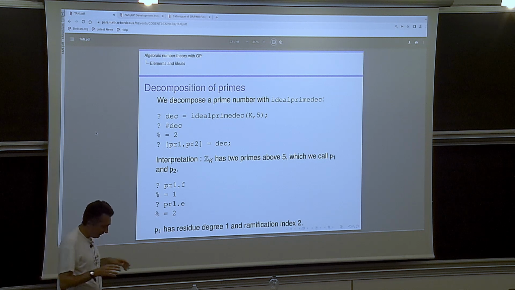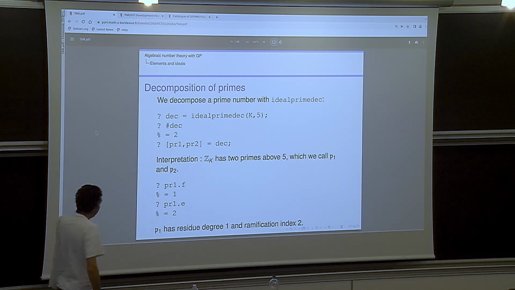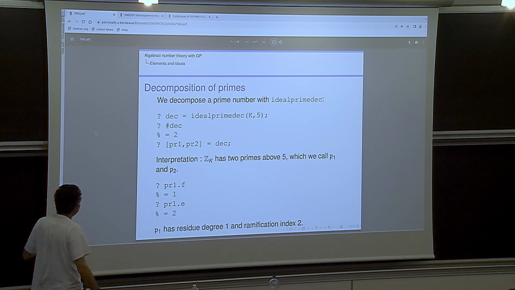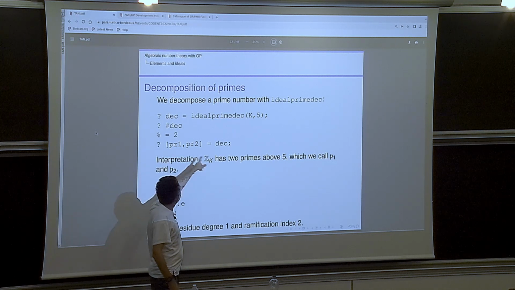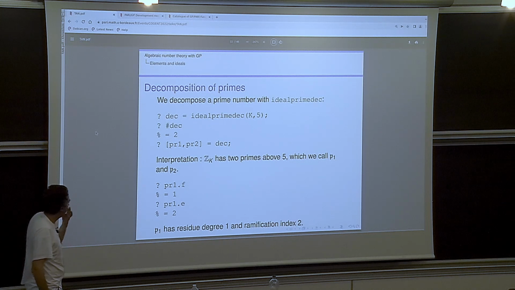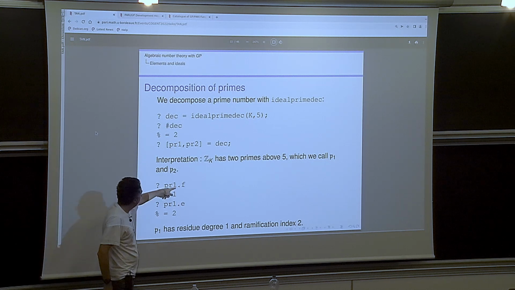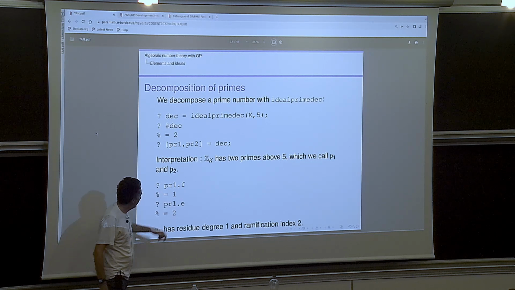Each element of the vector will be a prime ideal. Here there are two, so there will be two prime ideals. So you can do this, so that the first one is called PR1, the second PR2. Okay. And you can ask for the f. The residual degree will be 1, and the ramification index here is 2.